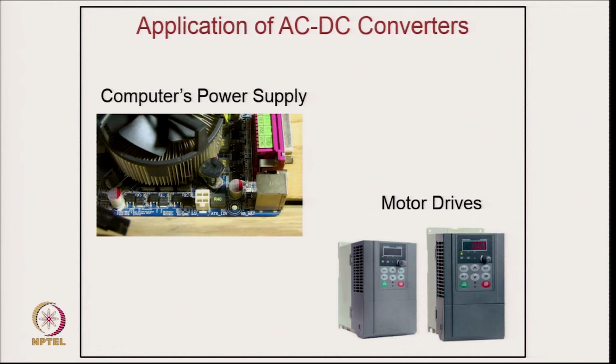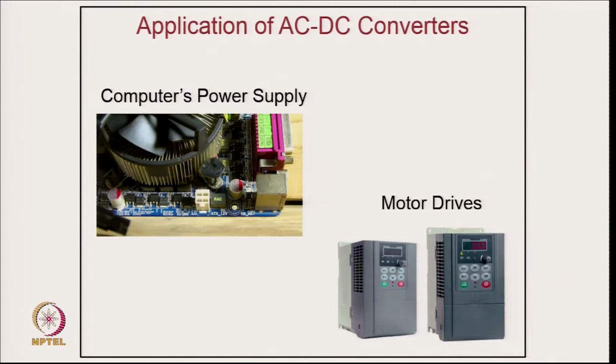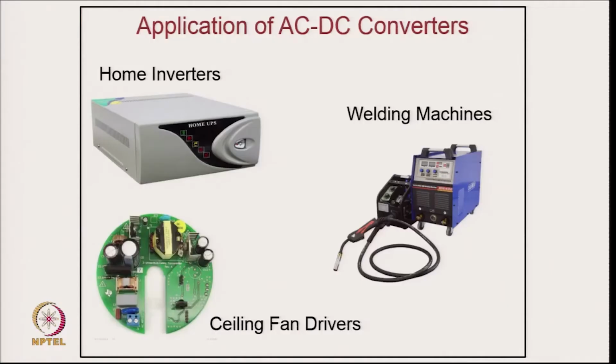Then there are motor drives. Most of your AC motors, whether a squirrel cage induction motor, permanent magnet brushless motors, reluctance motors or synchronous reluctance motors, now use solid state variable frequency drives, and they also use the AC-DC converter at the front end, followed by the inverter driving the motors. So these AC-DC converters are extensively used, for example in home inverters, because you have to charge the battery from the supply.